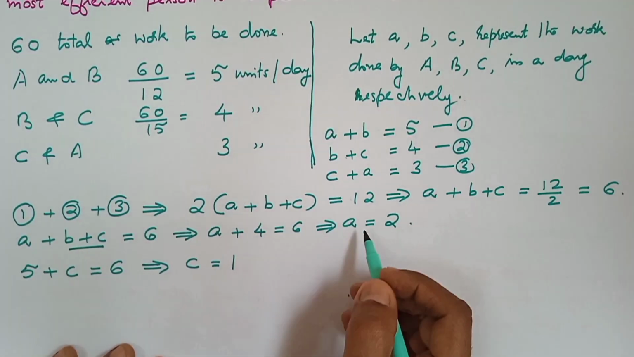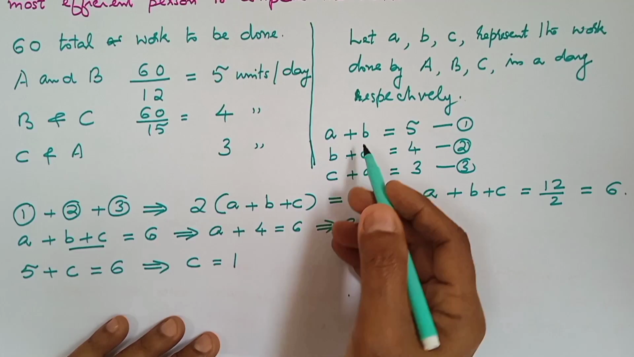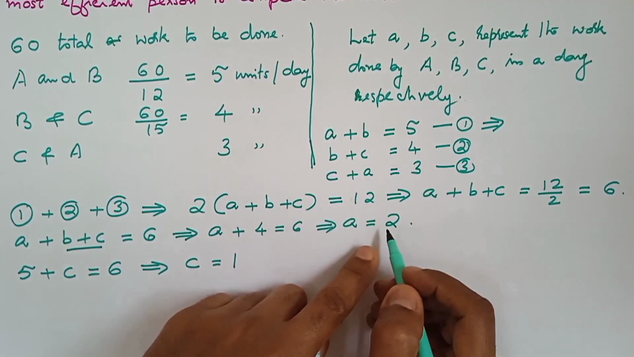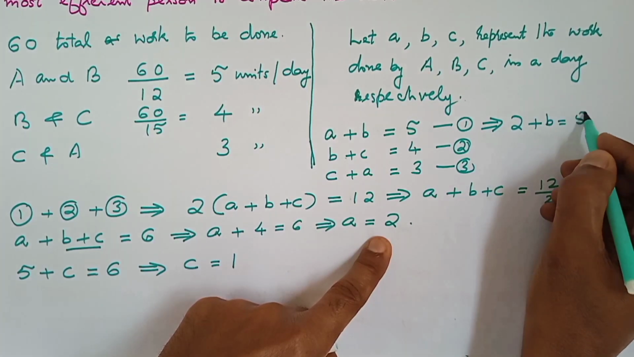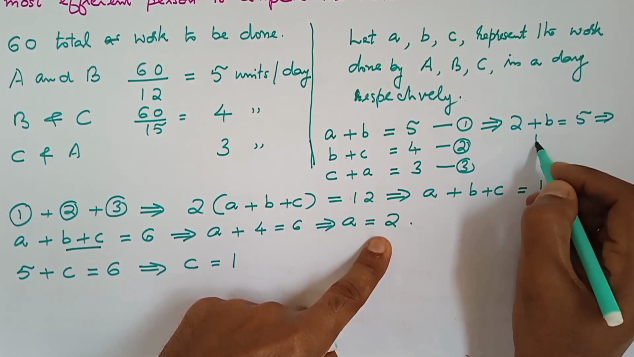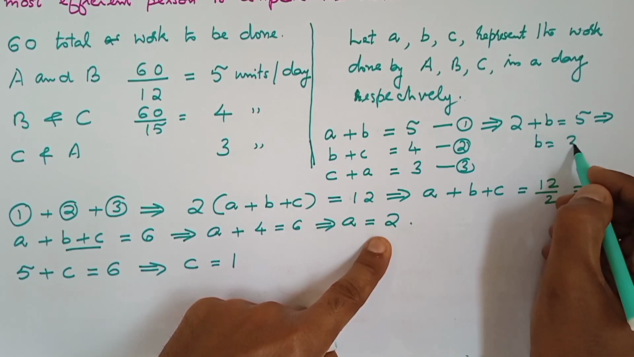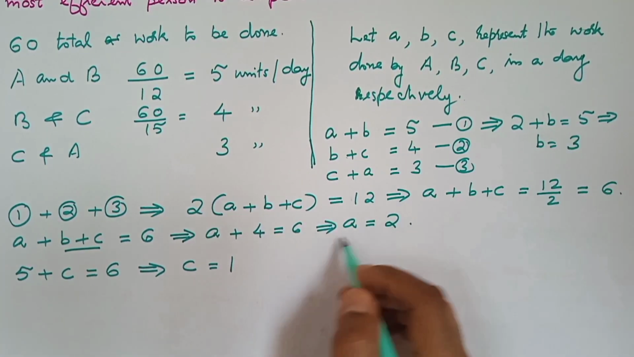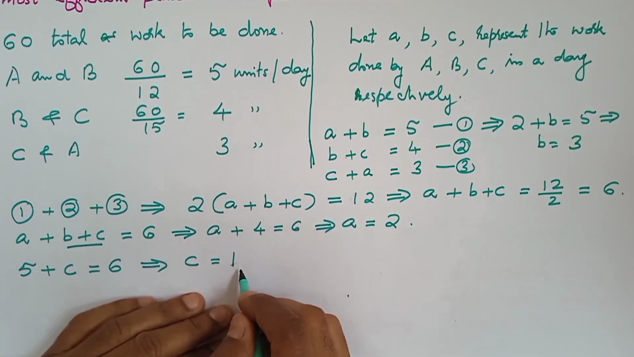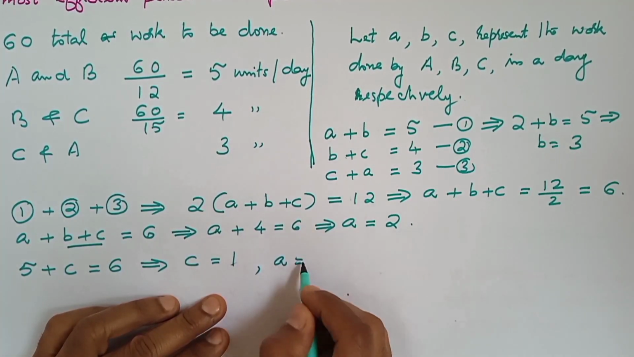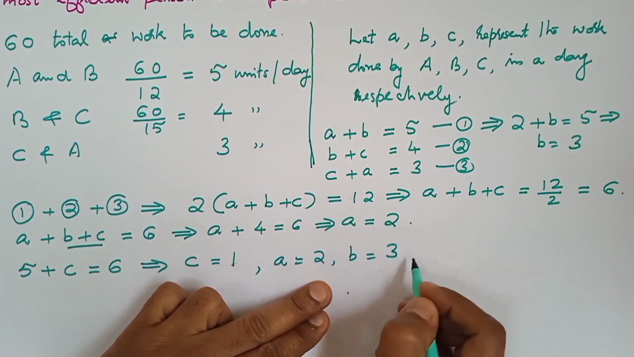What else do we need? A and C we have found out. We need B. We can substitute here. A is found to be 2, plus B equals 5. This implies B is equal to 5 minus 2, which is 3. So we have all the variables determined. Now look at this. Let me write it again: C is equal to 1, A equal to 2 and B is equal to 3.